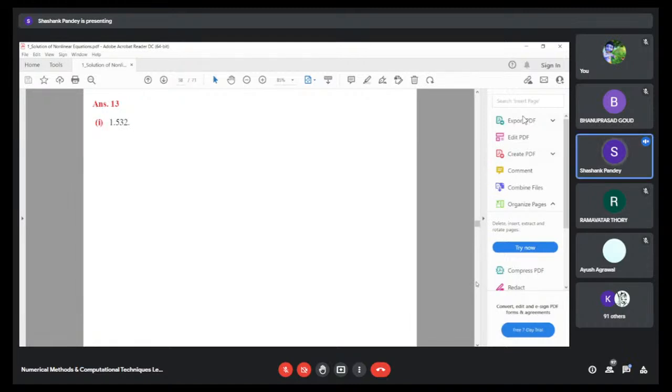Okay, so this is one of the roots for the first part of this question, 1.532. So this is one of the roots for this problem.